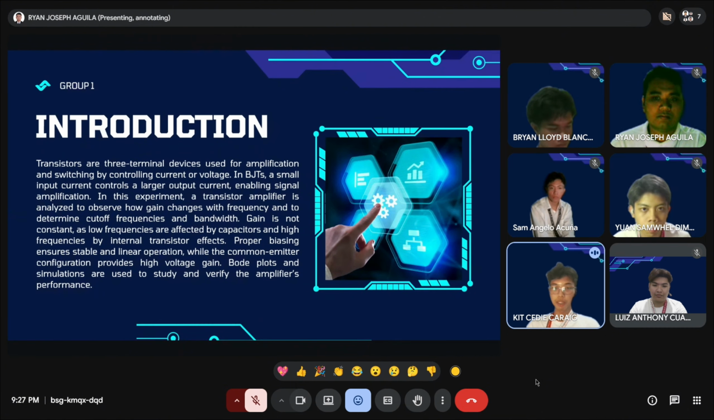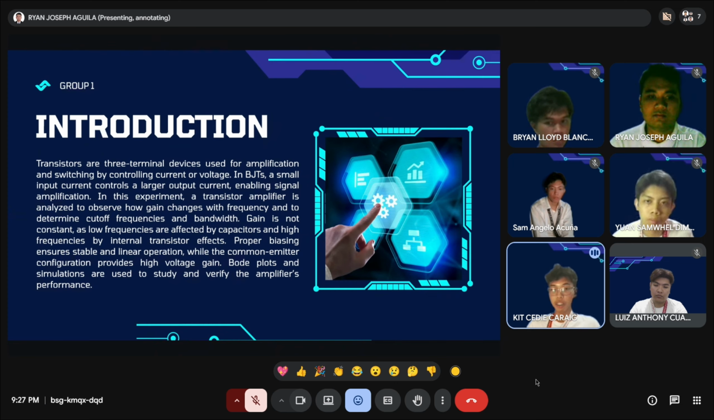So for the introduction, a transistor is a three terminal device used for amplification and switching by controlling current or voltage. Just like in BJTs, a small input current controls a larger output current, enabling signal amplification. In this experiment, a transistor amplifier is analyzed to observe how gain changes with frequency and to determine the cutoff frequency and bandwidth.